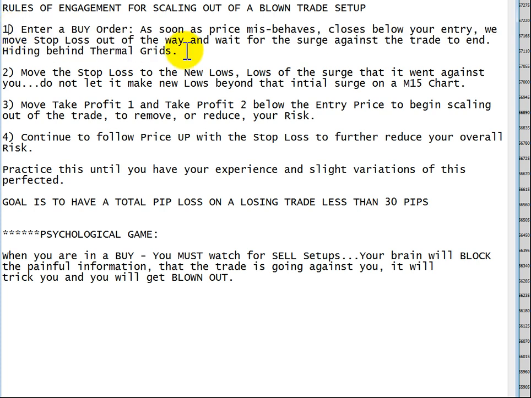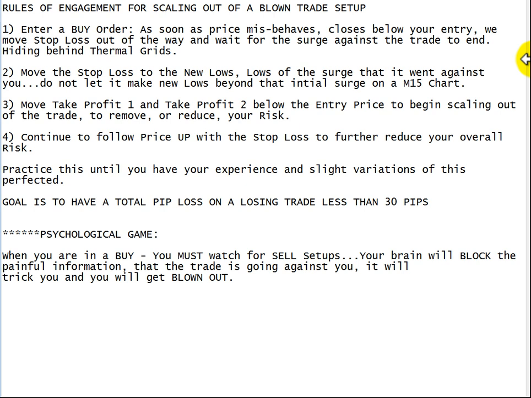Price should just move up and move down, move up and move down. If it's around the news, you could get totally blown out and have no way to get out of this trade. So you got to stay away from the news as far as you can. Now, after you move the stop loss to new lows, lows of that surge where it went against you, do not let it make new lows beyond that initial surge. Don't be confused. Don't think that everything is fine, because it's not.